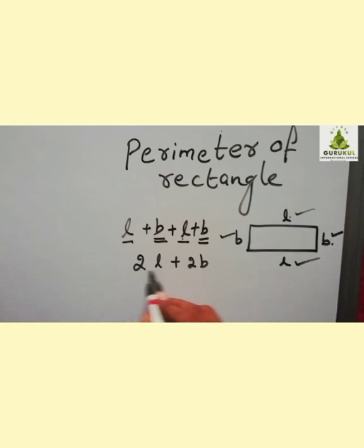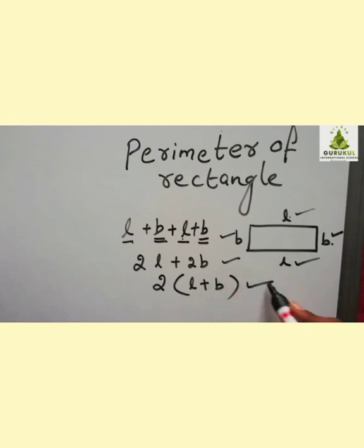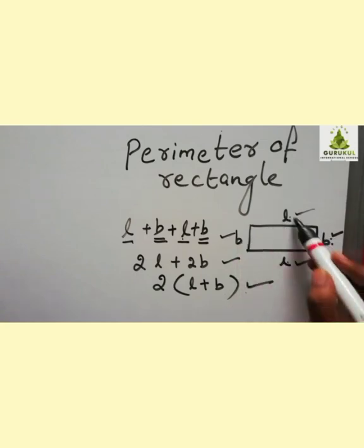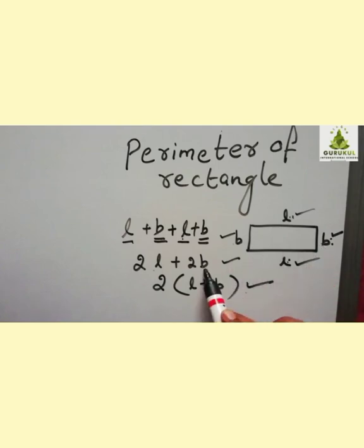Also here, in these two terms, 2 is common. So you can take this 2 outside and what remains we put inside the bracket. Is that clear? So 2 into the bracket L plus B. You can use any one formula. This also is correct, this also is correct. If you don't remember the formula, add all the sides: L plus B plus L plus B. L plus L is 2L, B plus B is 2B. Is that clear how you got the formula?